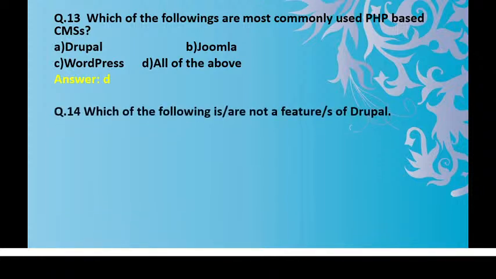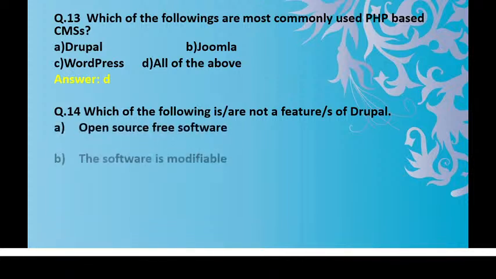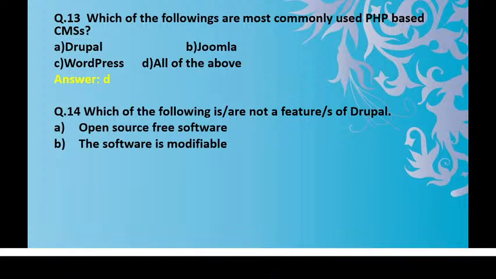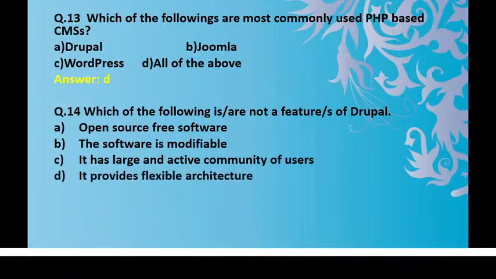Question number 14. Which of the following is or are not a feature of Drupal? A. Open source free software. See, here the question is, not a feature of. B. The software is modifiable. C. It has a large and active community of users. D. It provides flexible architecture. What will be the answer? Which is not a feature of Drupal? Not a feature of Drupal.